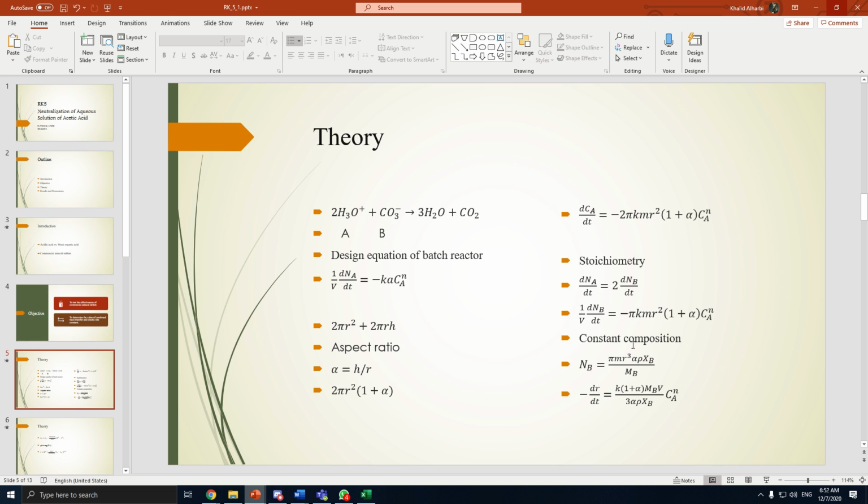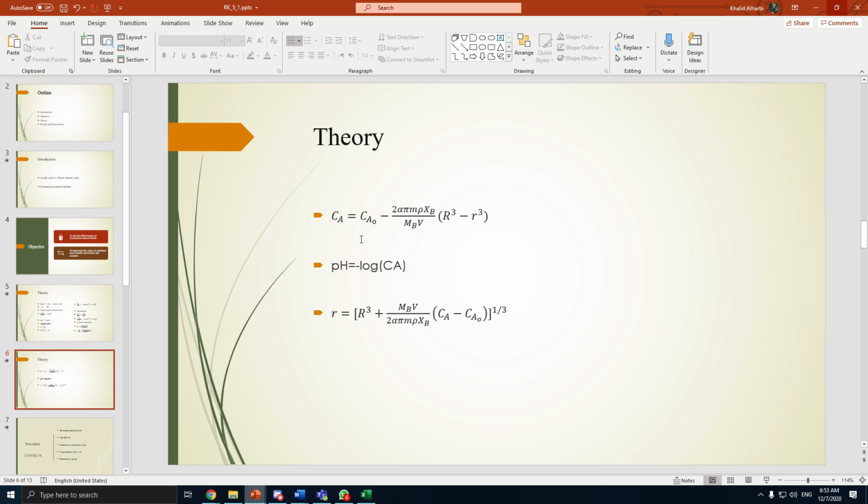Then assuming constant composition for the tablets, we can find NB, or the moles of reactant B, in the following equation. Now, substituting this NB in this equation and then performing the derivative of NB with respect to dt gives us the following equation, which can be used in the charts later to find the reaction order and the reaction rate constant, after plotting ln of minus dr over dt versus ln of Ca.